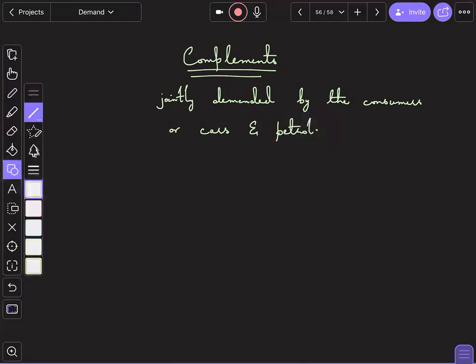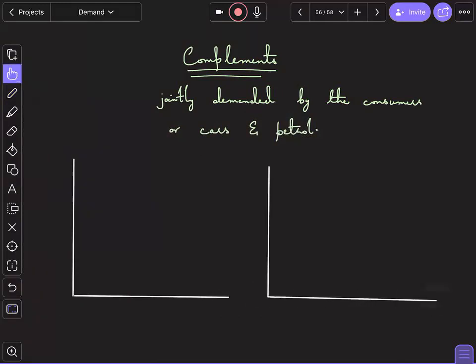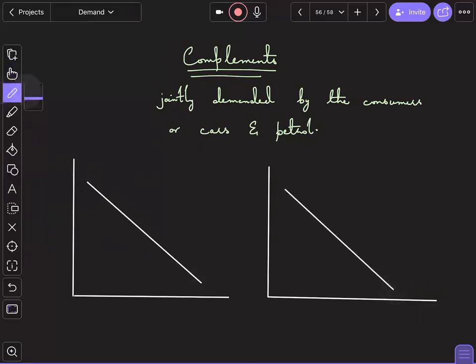So now what will happen if there is a change in the price of one product? How will the change in the price of one product affect the position of the demand curve for the complement? So let's say this is price quantity. This is the market for cars, and this is the demand curve for cars. And on the right, we have the market for petrol, or the market for fuel.